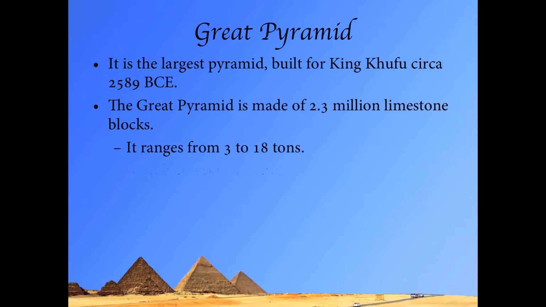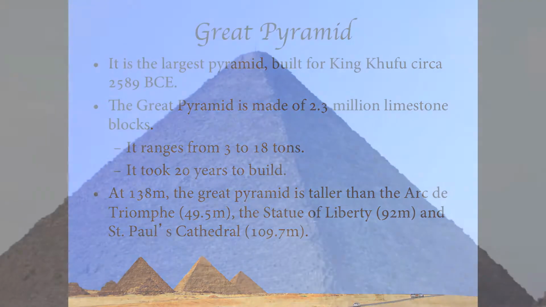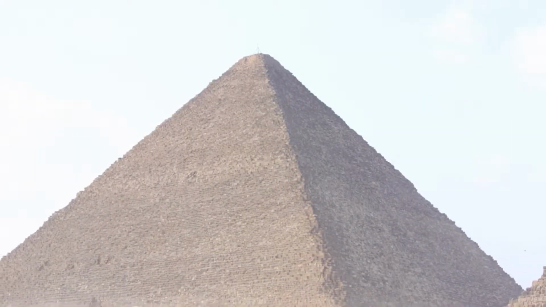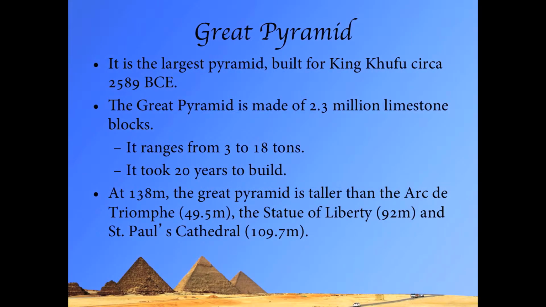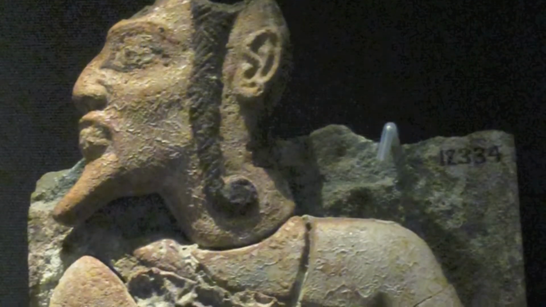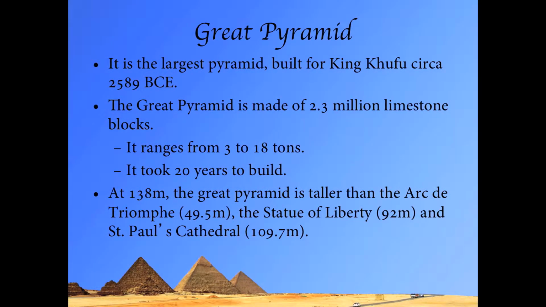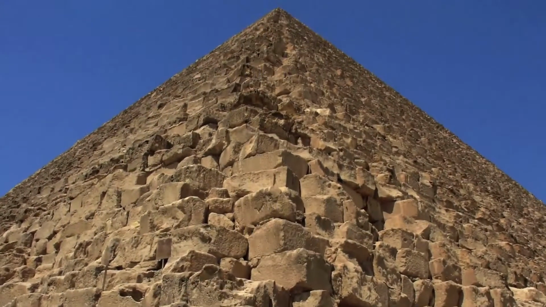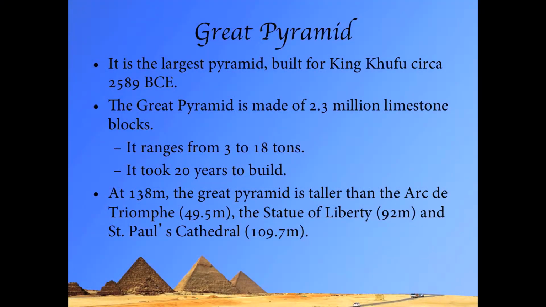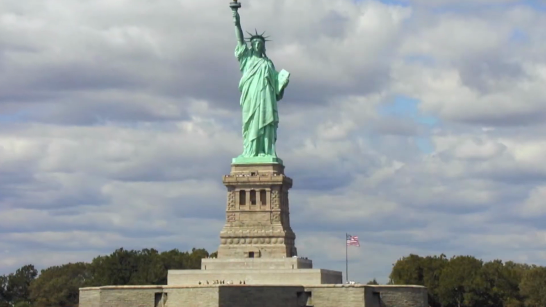The Great Pyramid. As said before, the Great Pyramid is the largest and most recognizable of Egypt's many pyramids. Built for King Khufu around 2589 BCE, it is made of 2.3 million limestone blocks taken from the banks of the Nile River. Its construction took over 20 years to build, and it is still taller than the Arc de Triomphe, the Statue of Liberty, and St.